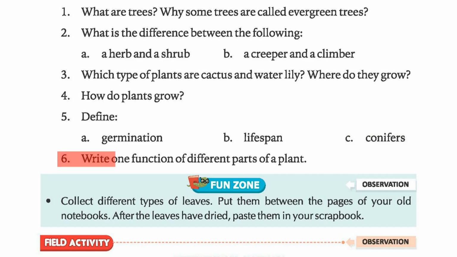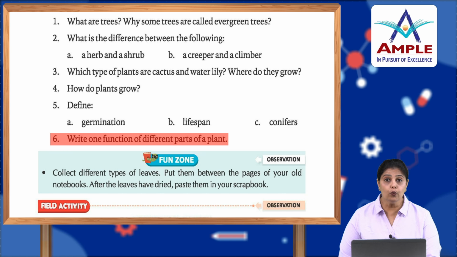Okay, now write one function of different parts of a plant. Like fruits, they are the fleshy part of the plant, okay, and they have seeds inside them. Now from these seeds they give rise to another plant. Okay, then flowers. What are these flowers? They are the colorful part of it and they are scented, and then they turn into fruits over time. Okay, so now we know about the different parts. So you have to write about them in detail in your answer.